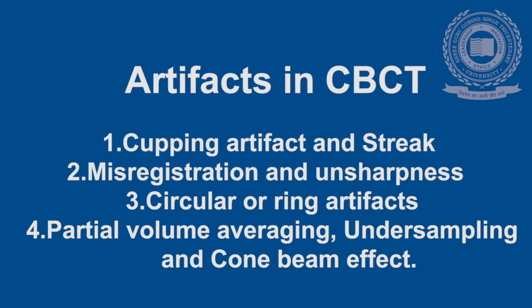CBCT artifacts include acquisition artifacts like cupping artifact and streak and dark bands, which occur due to beam hardening of highly dense objects. Patient related artifacts are misregistration and unsharpness in the image happening due to motion. Scanner related artifacts like circular or ring artifacts occur due to lack of detector calibration. Cone beam related artifacts appear as a result of partial volume averaging, undersampling and cone beam effect.